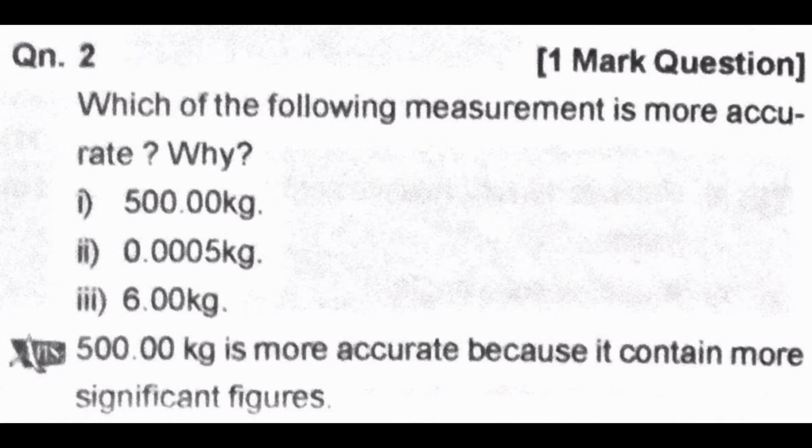The question is asked in 2011 SAY examination. The question is, which one of the following measurement is more accurate and why? The options are 500.00 kilogram, 0.0005 kilogram, third one 6.00 kilogram. Here which one is having more number of significant figures? Yes, the first one, right? That is 500.00 kilogram, which has more significant figures.